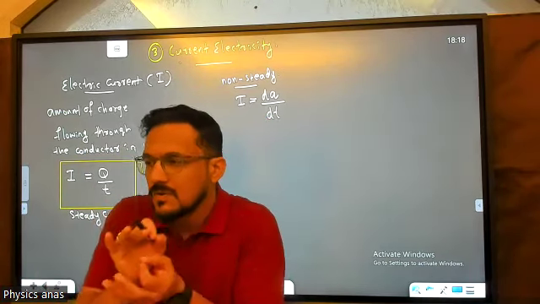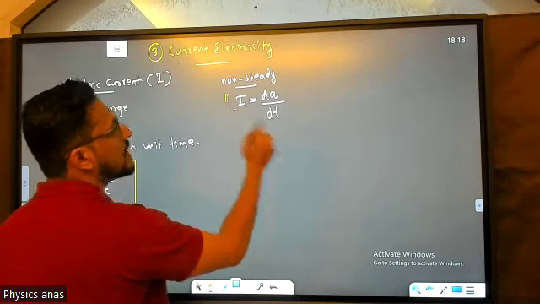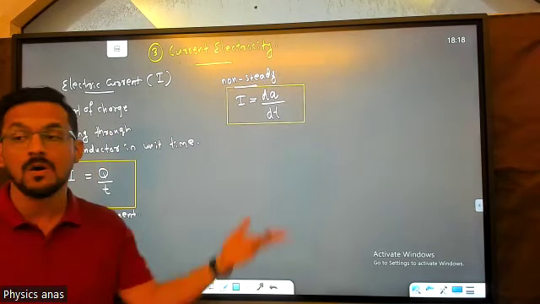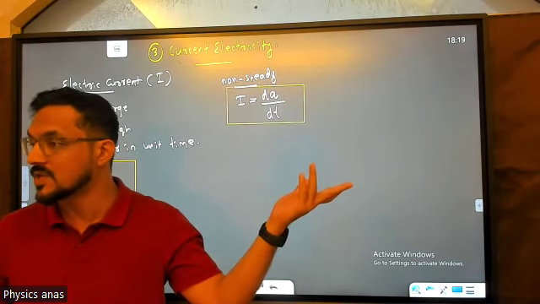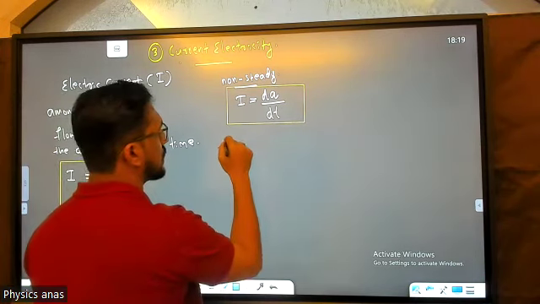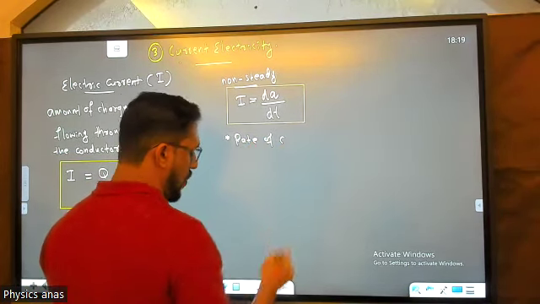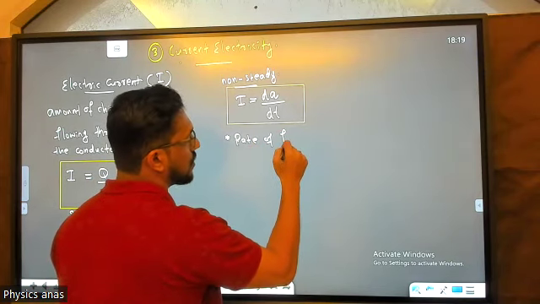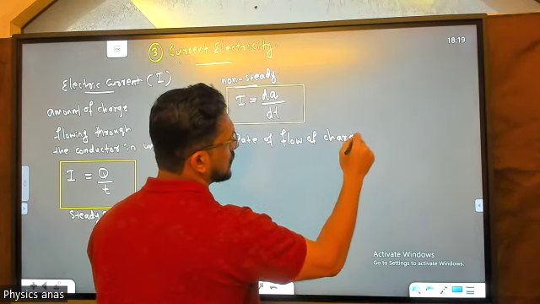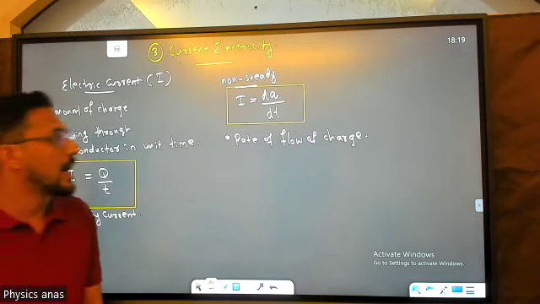dq is what? Small charge. dt is what? Small time. So this is the equation. I will be equal to dq by dt. Now you have a definition. What is that definition? Rate of change of charge. Roughly, what is current? Not rate of change of flow, rate of flow of charge. That's what current is. Rate of flow of charge. Is that okay now?